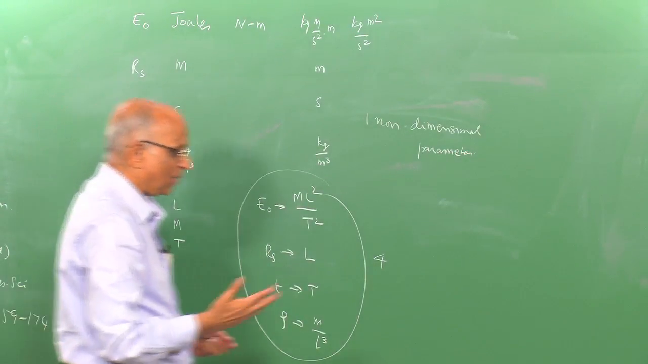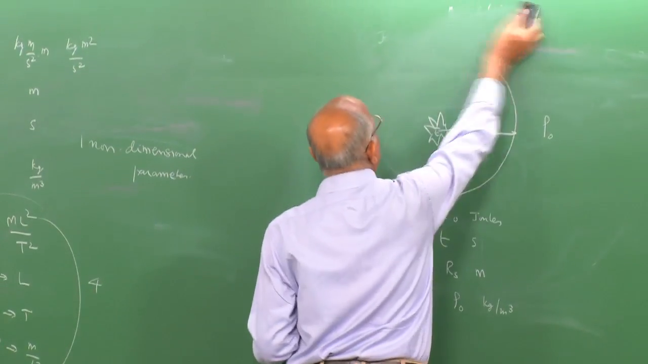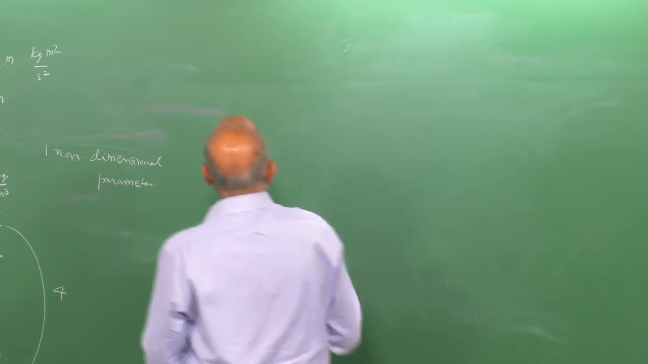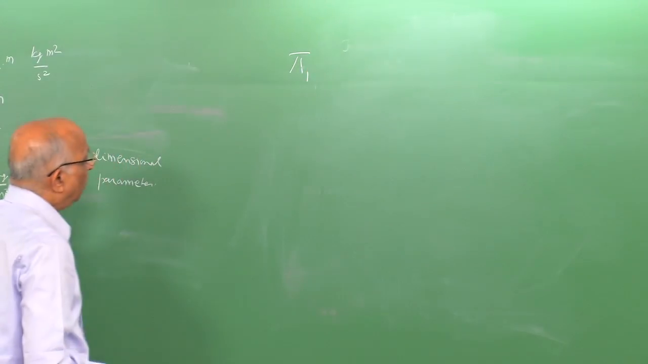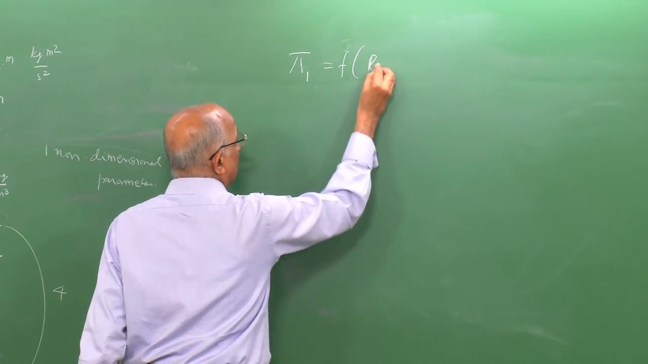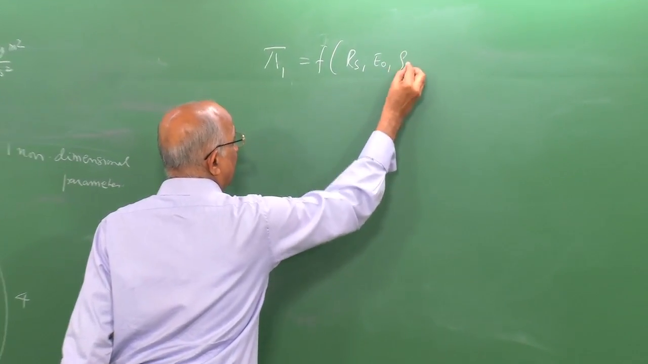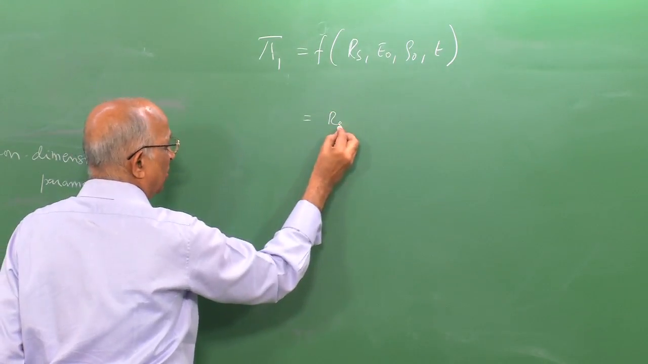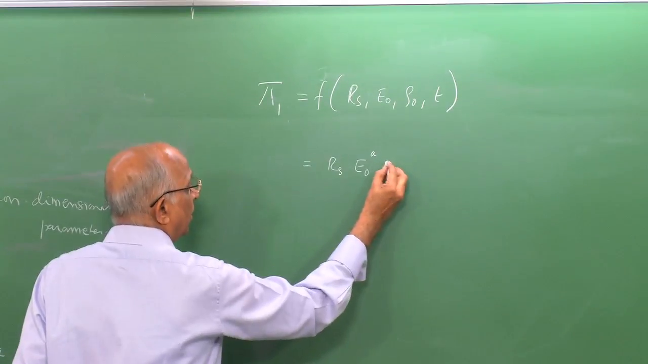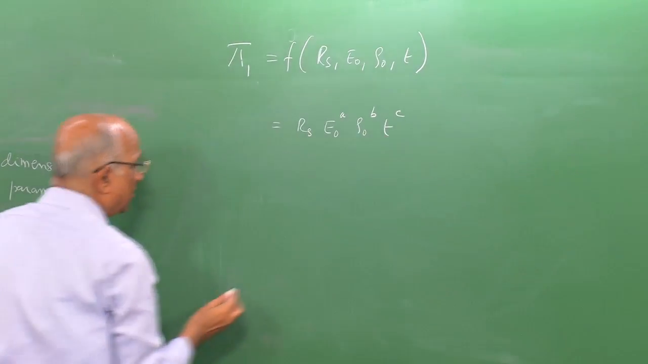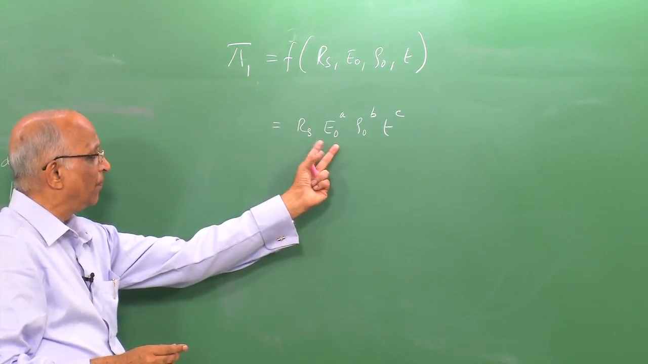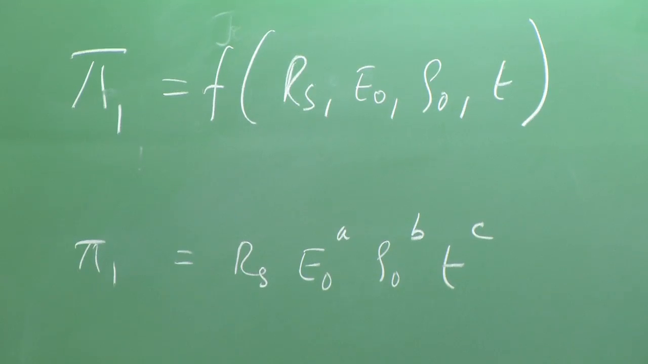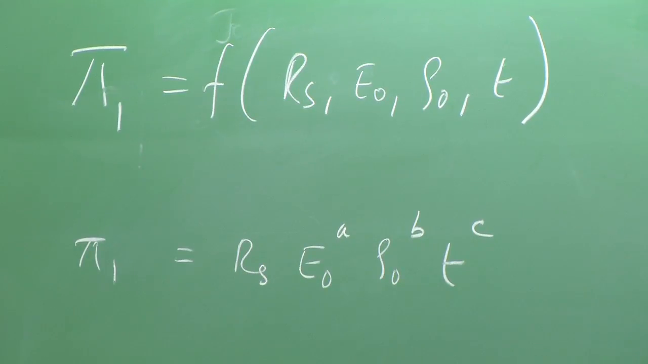Let us get this value. Let us say the one non-dimensional parameter we call pi 1. Therefore, I want to find out this non-dimensional parameter. It is a function of distance, energy release, maybe the density, maybe the time. If it has to be non-dimensional, I can write it as equal to RS, E0 to the power a, rho 0 to the power b, time to the power c, such that a, b, c and the factor 1 are so chosen that the net dimension of pi 1 does not have any dimension, it is dimensionless.